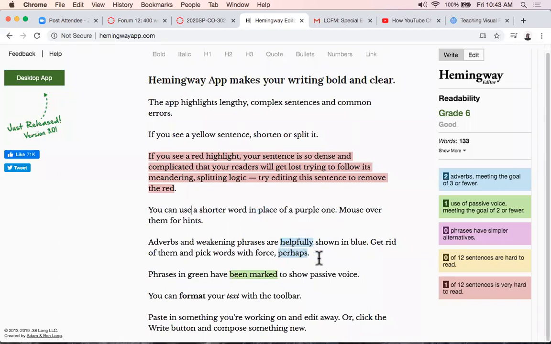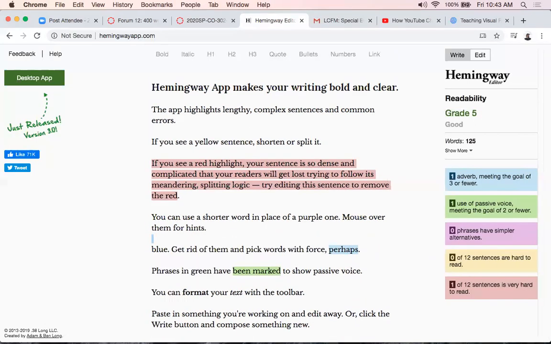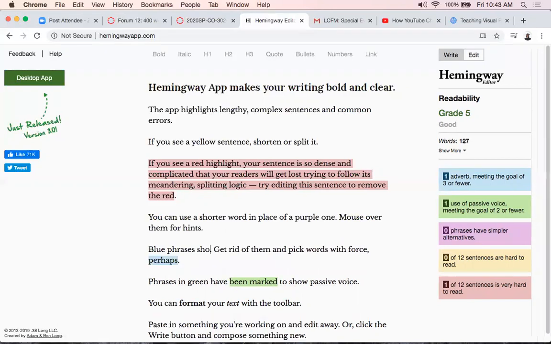Adverbs are weakening phrases and are helpfully shown in blue. Let me just say, are shown in blue. Get rid of them and pick words. Oh, now that's in passive voice. So I could rewrite that to say: blue phrases show unnecessary adverbs.